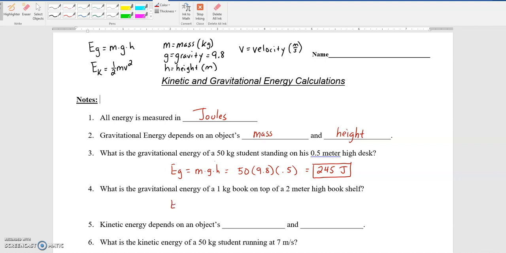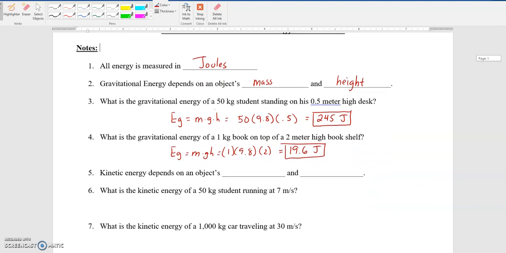Now we can go ahead and solve for something much lighter, which would be a 1 kilogram book that is 2 meters above the ground, and that would be 19.6 joules of energy. So these numbers can be pretty small, they could get really big, they could be in the thousands, they could be in the millions, just depending on what the objects are.